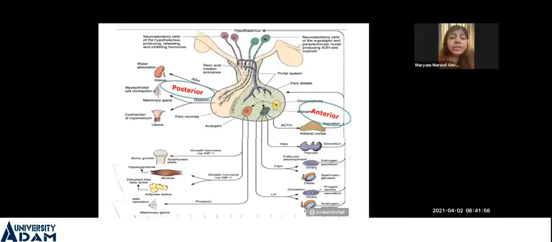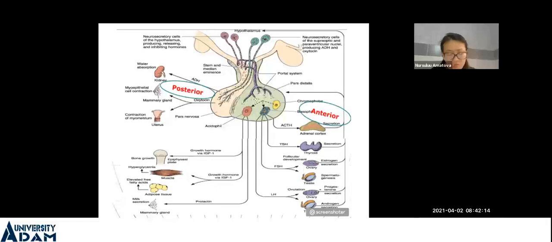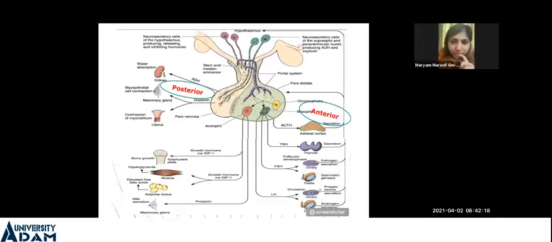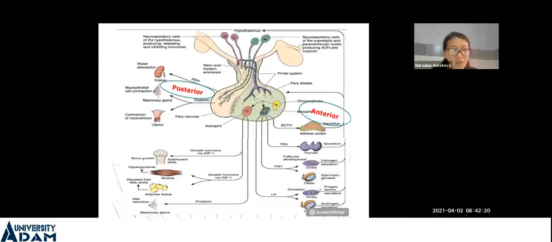About thyrotrophs, they release thyroid hormones. An irregular balance of them causes diseases like goiter or iron deficiency. And thyrotrophs release stimulating hormone, TSH. Can you say what it means? Thyroid stimulating hormone. Yes, ma'am.